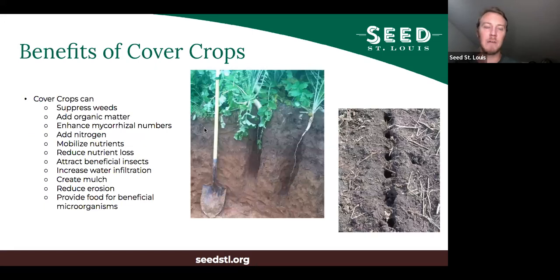So, benefits of cover crops. Cover crops can do various things. You can see this big old long list here. They can potentially do lots of things. They can be really beneficial in your garden.